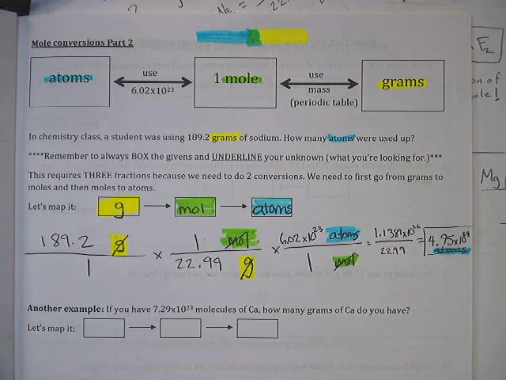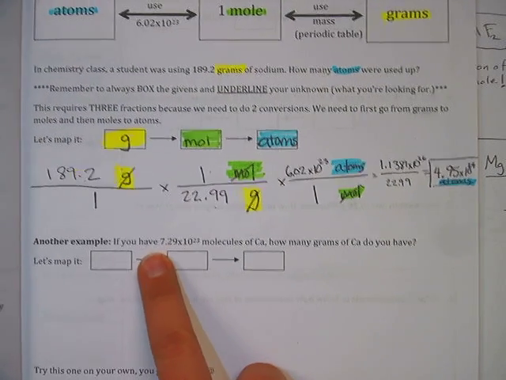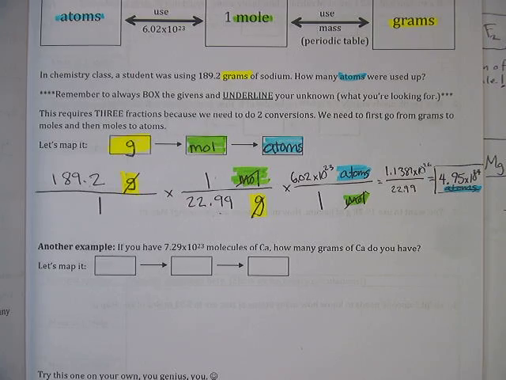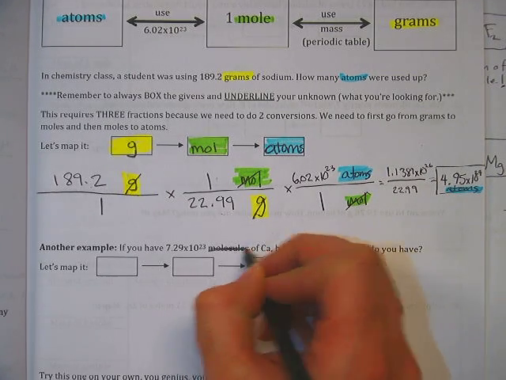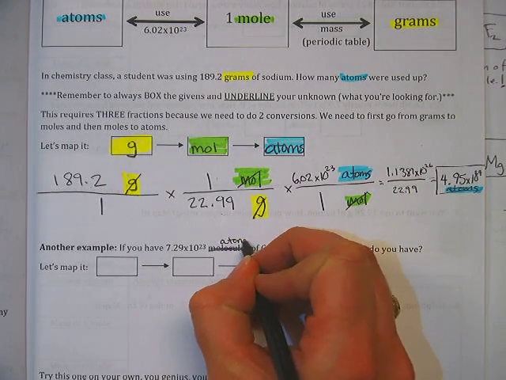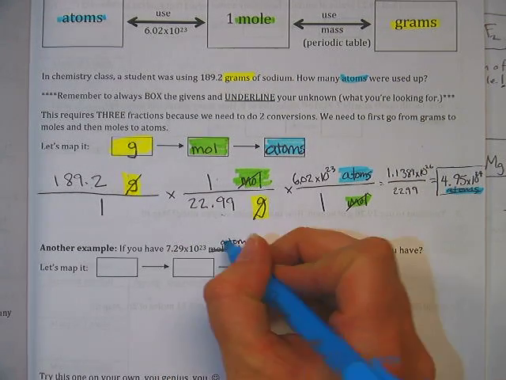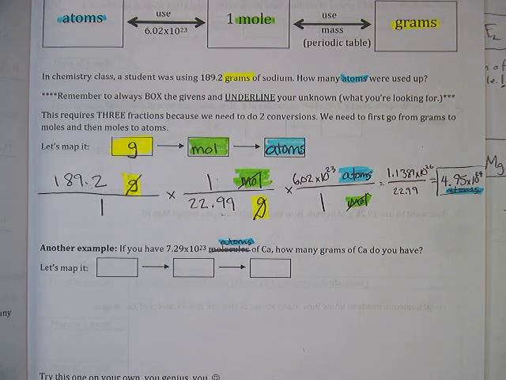So, another example. Again, the first thing we're going to do is color it. The word molecules here, that's a typo. This should say atoms. Okay, change it to atoms. What color are atoms supposed to be? Blue. And what's the other color in this problem? What's it say? Golden grams.